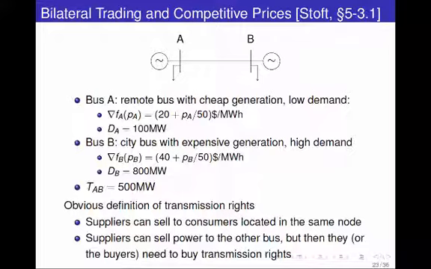We have two buses, one remote bus with cheap generators and a bit of demand, one city bus with expensive local generation and a lot of demand. So here are the marginal cost functions. The generators in the cheap area start from $20 per megawatt hour and go up at the same rate as the generators in area B, but the generators in area B start from $40 per megawatt hour. And there's the limit on this line of 500 megawatts.